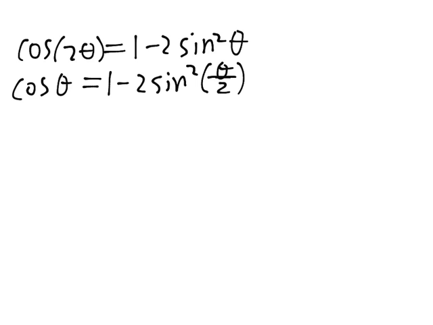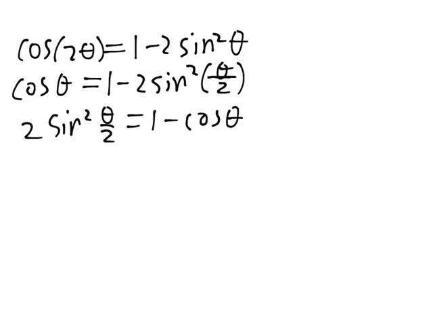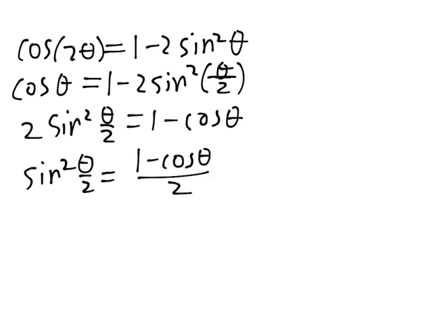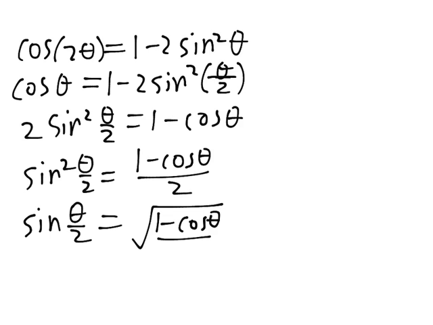Let's try doing this. If we add 2 sine squared of theta over 2 to both sides, and then subtract cosine of theta from both sides, we'll have 2 sine squared of theta over 2 equals 1 minus cosine of theta. And then we can divide by 2 to get sine squared theta over 2 equals 1 minus cosine theta over 2, and then take the square root of this on both sides. So we have sine of theta over 2 equals the square root of 1 minus cosine theta over 2, or rather plus or minus this.